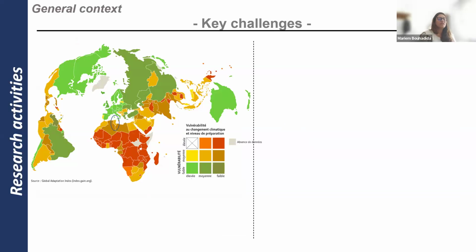To understand the key challenges of our research activity, they are closely related to the context of Tunisia, a North African country, highly affected by climate change, and this includes rainfall variability, rising temperature, soil degradation, water pollution, and increasing water scarcity. All these factors negatively impact the productivity and sustainability of cropping systems and ultimately threaten food security.